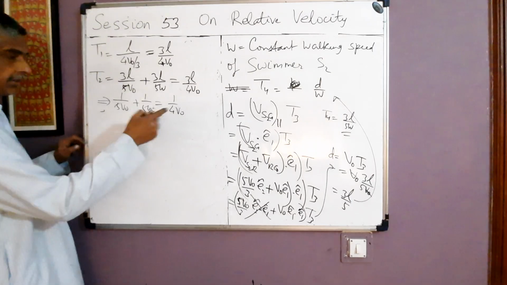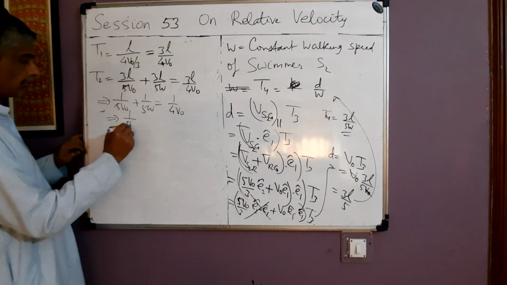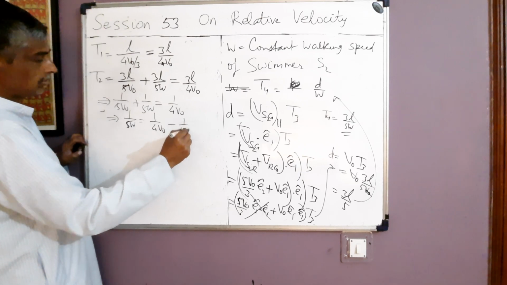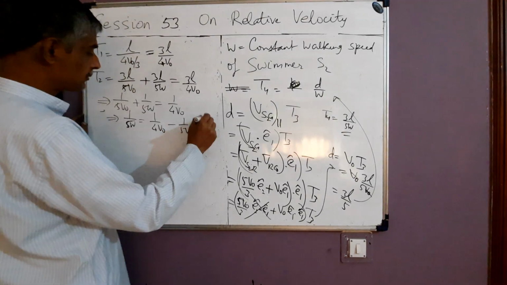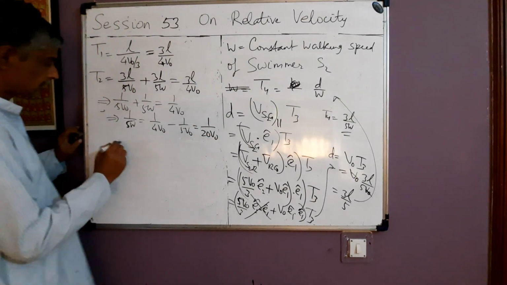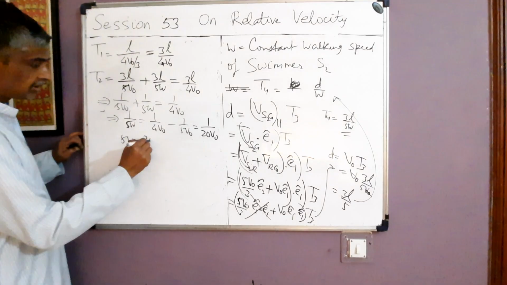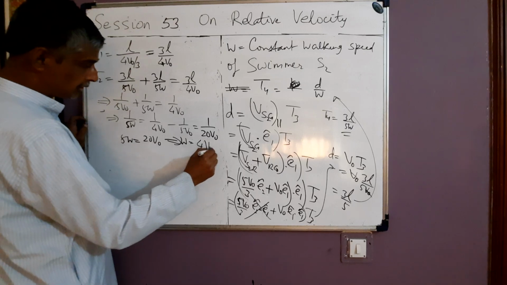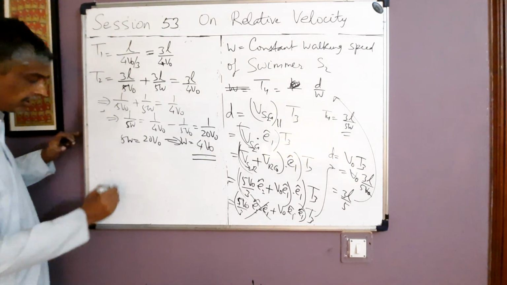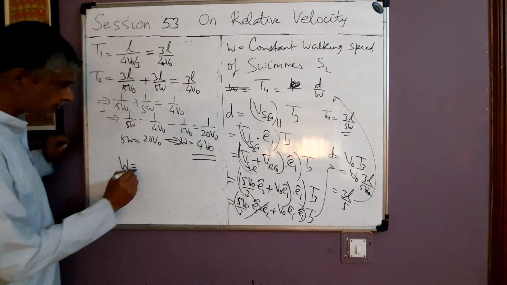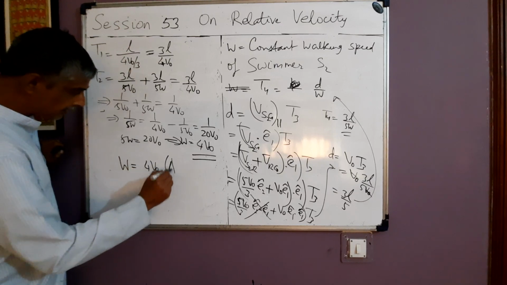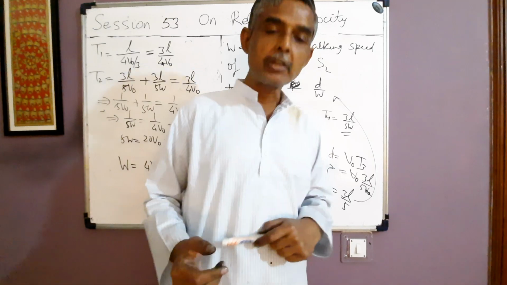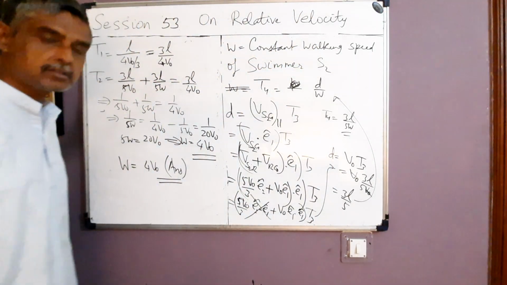From this we can get W. 1 by 5W is equal to 1 by 4V0 minus 1 by 5V0, which becomes 1 by 20V0. So 5W is equal to 20V0, and W is equal to 4V0, which is the required answer. So the walking speed of swimmer S2 should be 4V0, so that the condition of the problem is satisfied.